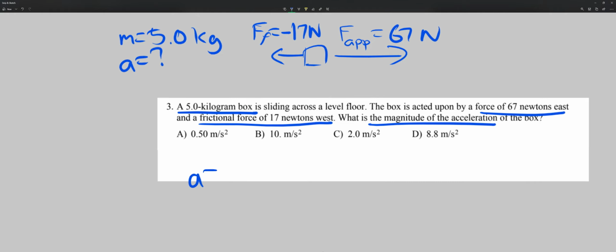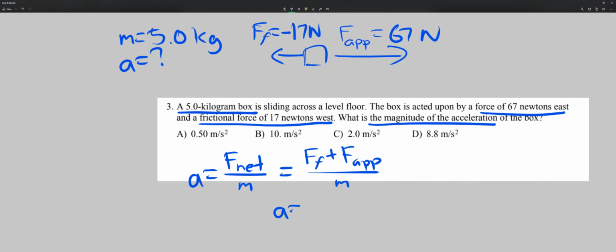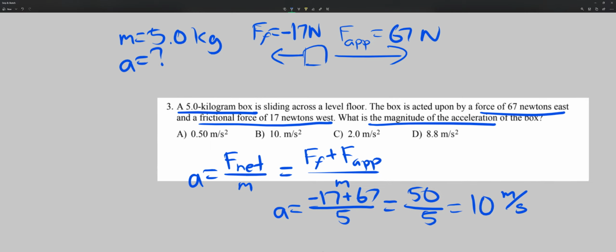Well, we have to use this formula: a is equal to F net over m. F net is, again, the sum of all your forces. So we're adding our force through friction plus our applied force, divided by m. So a is equal to negative 17 plus 67 divided by m, which is 5. Negative 17 plus 67 is 50, divided by 5. And you get 10 meters per second squared. And that is our acceleration.